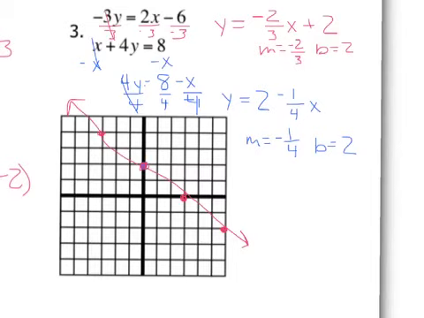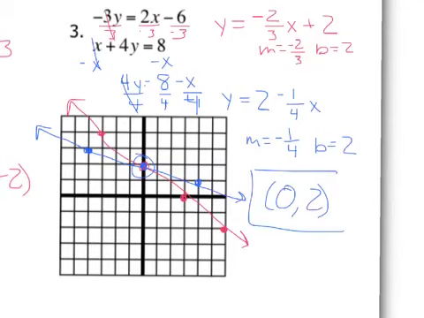So up 2, it looks like they're going to cross on the y-axis there. Slope of -1/4 is down 1 over 1, 2, 3, 4. Can also go up 1 and left 1, 2, 3, 4. Like I said, they cross right here on the y-axis. That's over none, up 2. So 0, 2 would be my answer there.